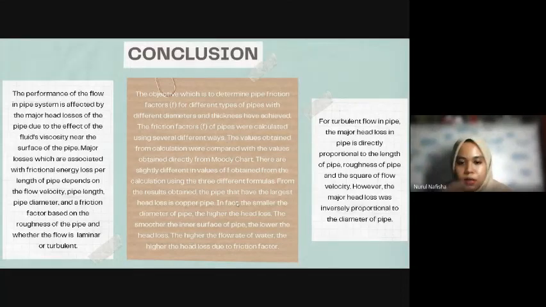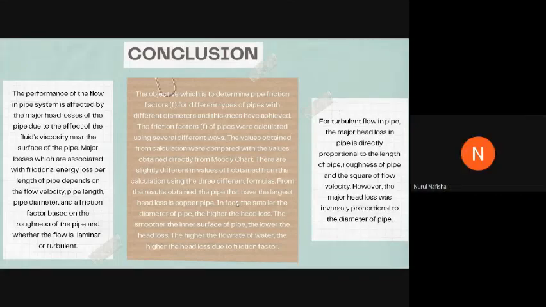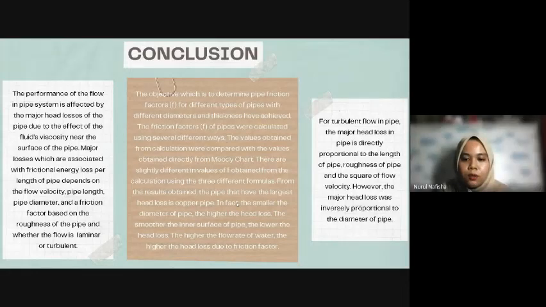From the results obtained, the pipe that has the largest head loss is the copper pipe. In fact, the smaller the diameter of the pipe, the higher the head loss. The smoother the inner surface of the pipe, the lower the head loss. The higher the flow rate of water, the higher the head loss due to friction factor.